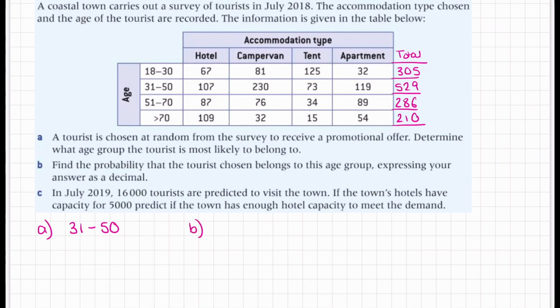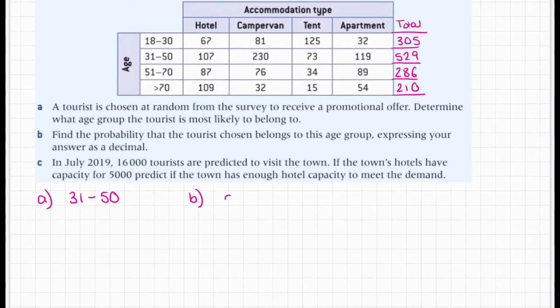Part B, find the probability that the tourist chosen belongs to this age group, expressing your answer as a decimal. All we need to do is our total of 529 divided by our overall total. So if you add all these numbers up, you will get 1,330. Now it says to express your answer as a decimal, so you just need to put that in your calculator and you'll get 0.398, three significant figures.